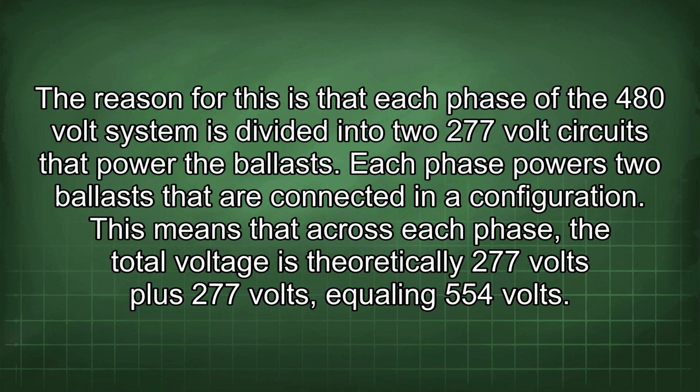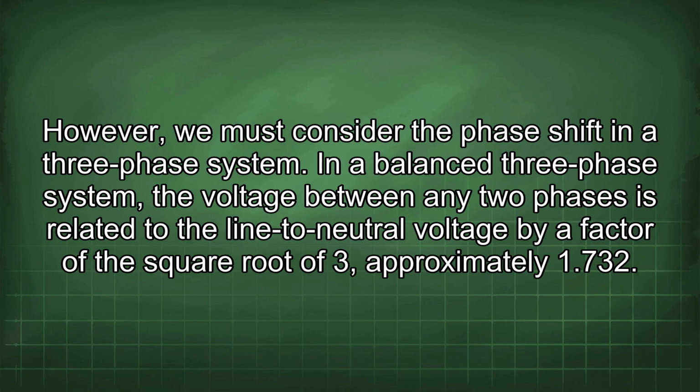Each phase powers two ballasts that are connected in a configuration. This means that across each phase, the total voltage is theoretically 277 volts plus 277 volts, equaling 554 volts. However, we must consider the phase shift in a three-phase system. In a balanced three-phase system, the voltage between any two phases is related to the line-to-neutral voltage by a factor of the square root of 3, approximately 1.732.